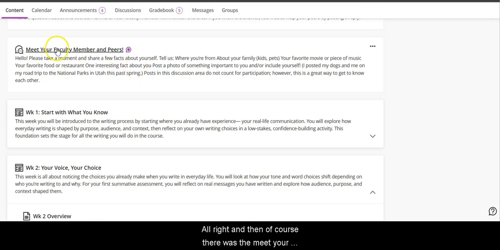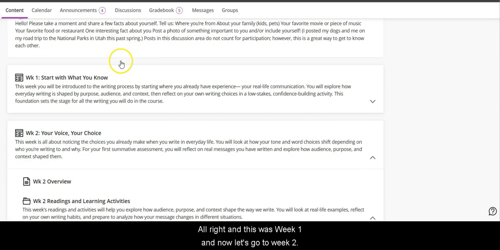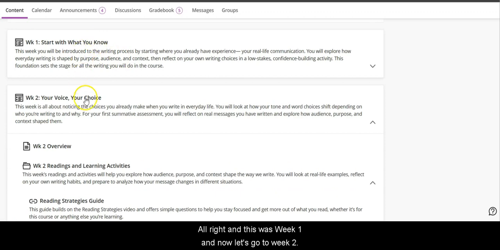All right. And then, of course, there was the Meet Your Faculty Members and Peers, and I enjoyed reading all of the introductions that those of you who participated included, as well as seeing the photos you chose to share. I really enjoy this. And I post my own introduction with a photo of me and my dogs. I have 2 dogs and 6 cats, and I do a lot of rescues, so I'm fostering. All right, and this was week 1, and now let's go to week 2.